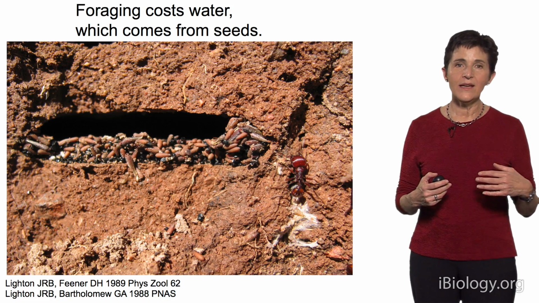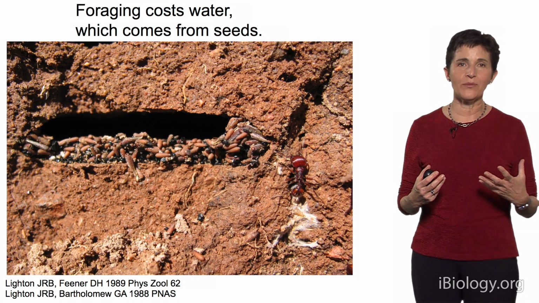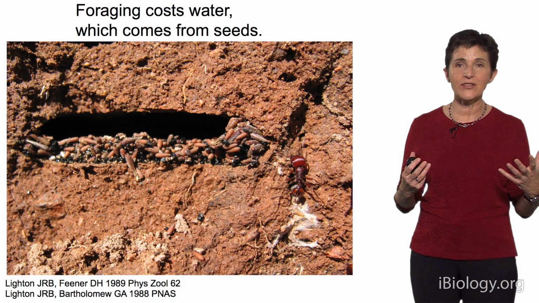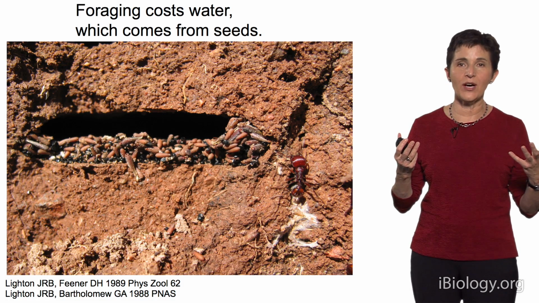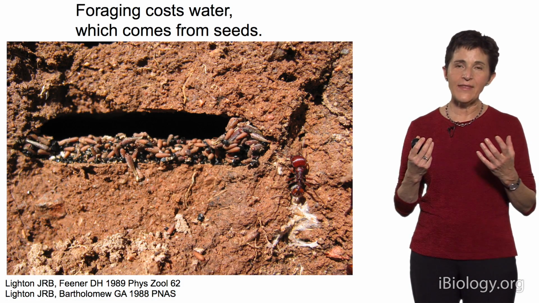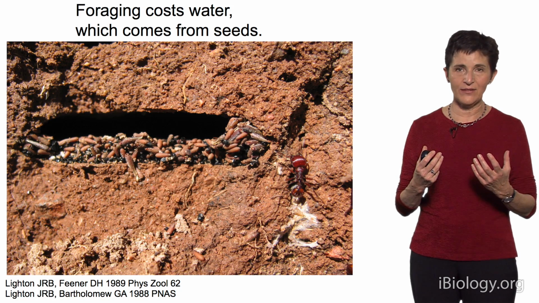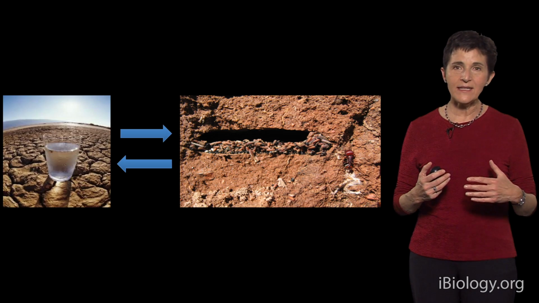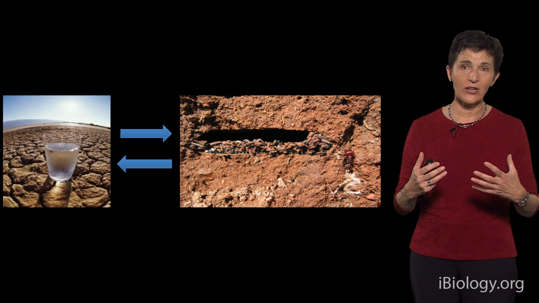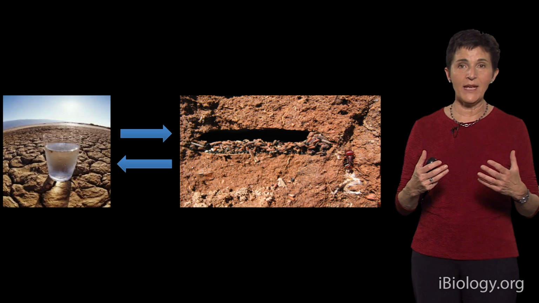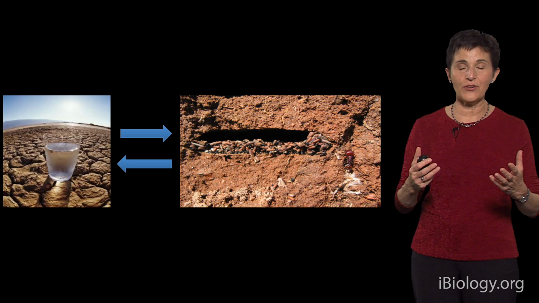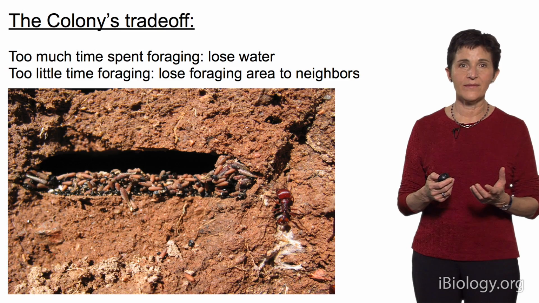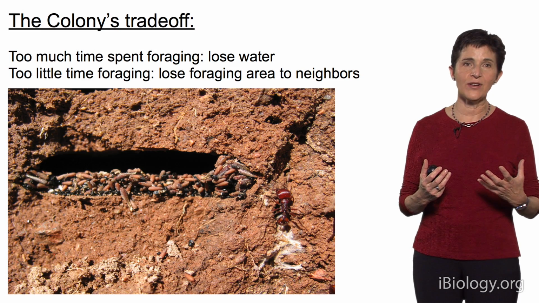Now, foraging costs water, which comes from seeds. An ant out foraging in the hot sun, searching for seeds, loses water in the hot desert air. And they get their water by metabolizing the fats out of the seeds that they eat. So basically, a colony has to spend water to get water. They have to spend water by sending ants out to forage in order to get water out of the seeds that they collect. So the colony faces a trade-off.